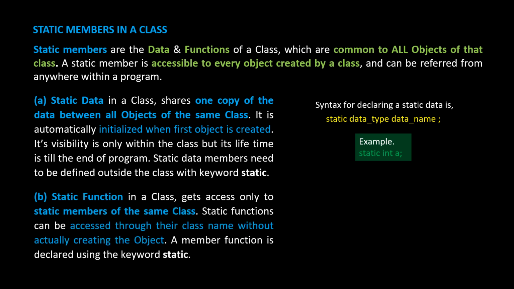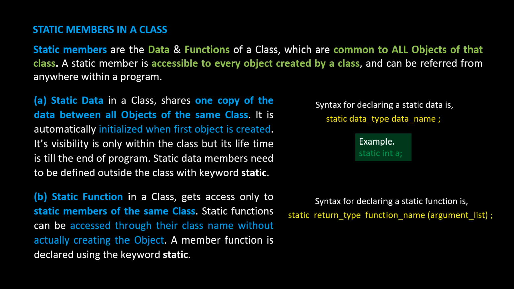Static function in a class gets access only to static members of the same class. Static functions can be accessed through their class name, without actually creating the object. A member function is declared using the keyword static. Syntax for declaring a static function is static, return type, function name, argument list. And this is an example of the static function, displayCount, which returns void, or nothing.